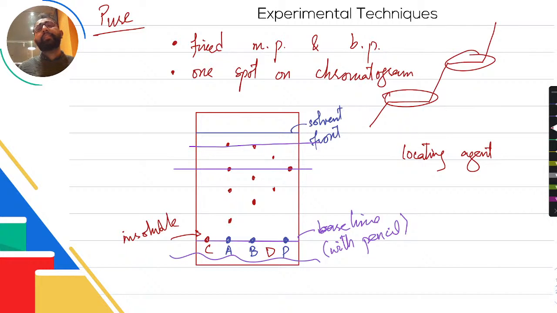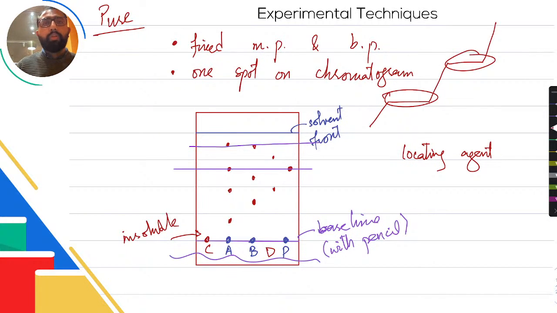The purpose of baseline is to tell us where we spotted the actual, where we started, because once the thing is dissolving, the original spot is going to go away. So the purpose of baseline is to tell us that this is where you actually put it before you started the chromatography. Because once chromatography happens, the original spot just dissolves, goes away.